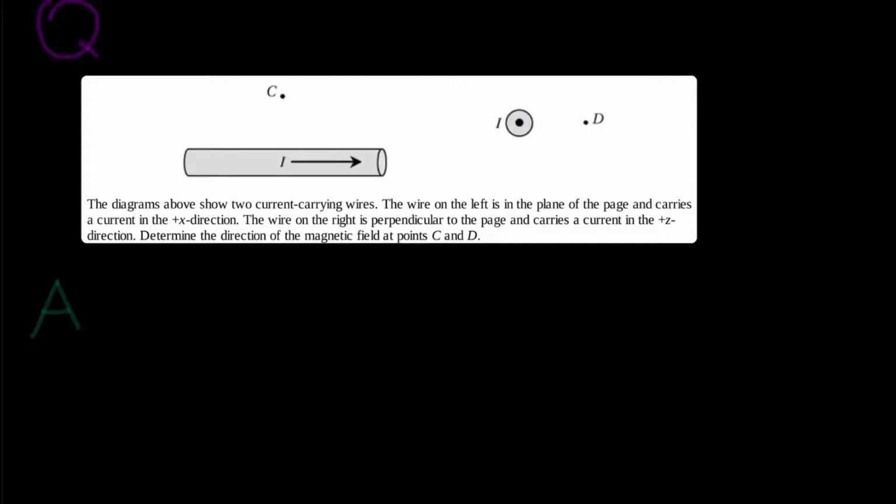Now let's try to solve this question. The diagrams above show 2 current carrying wires. The wire on the left is in the plane of the page and carries a current in the positive x direction.